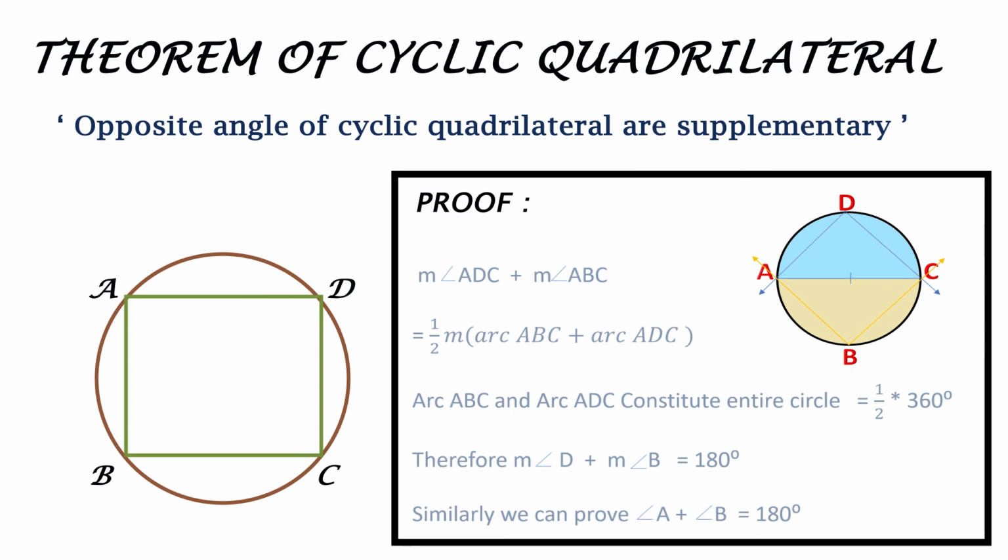So what is next? Half into 360 degrees. What is 360 divided by 2? Yes, you are right, the answer is 180 degrees. Therefore, the measurement of angle D plus the measurement of angle B is equal to 180 degrees. They are supplementary angles. Similarly, we can prove angle A plus angle C is equal to 180 degrees. You got it? Thank you.